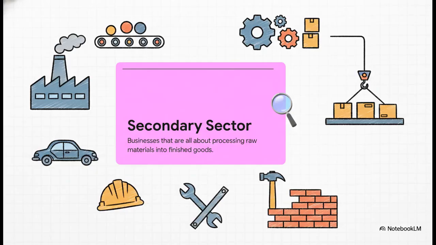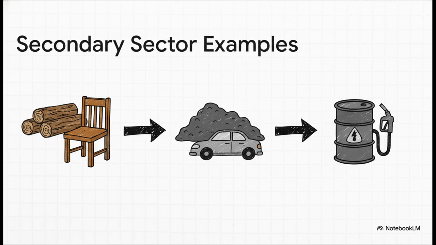So what's the next step? Well, that brings us to the secondary sector. This is where we take all those raw materials we just talked about and transform them. This is the manufacturing and construction part of the economy, the making things part. Right, so the wood from the forest becomes furniture, the iron ore from a mine becomes a car, and the crude oil gets refined into the gas you put in that car. This sector takes all that raw potential and turns it into the tangible stuff we use every single day.